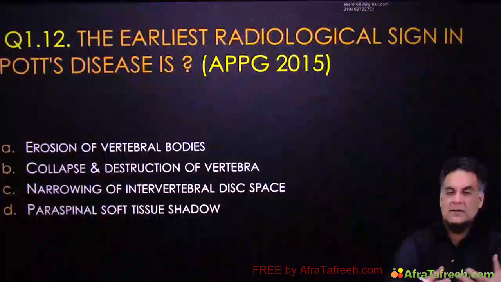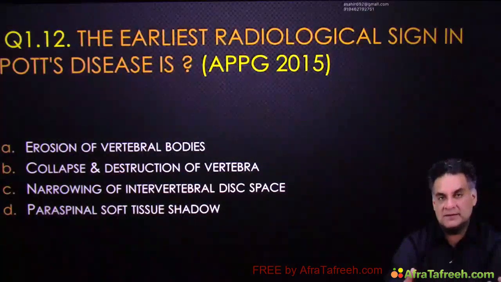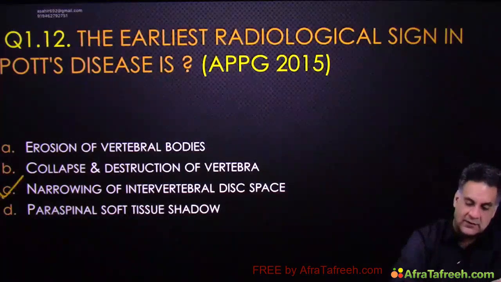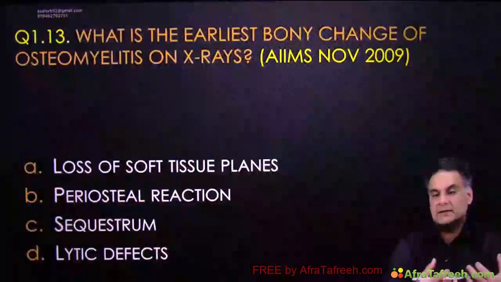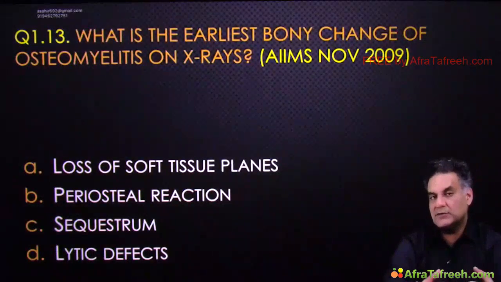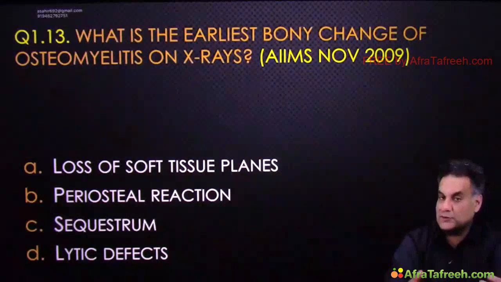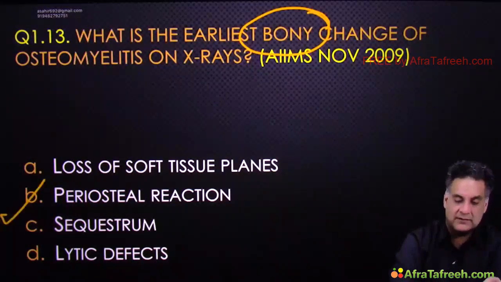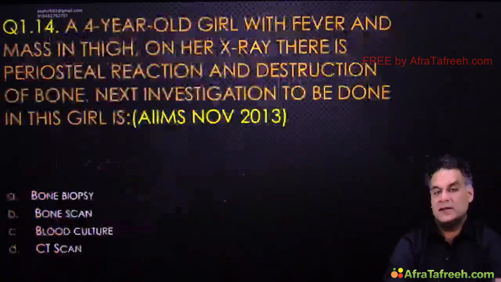The earliest radiological sign in Pott's disease, meaning TB spine, is loss of curvature. Since that's not there, narrowing of the disc space is the second best. The earliest bony change of osteomyelitis on X-rays? The earliest change of osteomyelitis on X-ray is loss of soft tissue plane. But here they have asked the bony change. So the answer will be periosteal reaction.